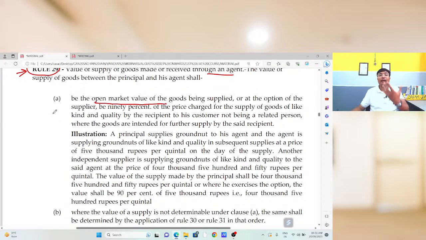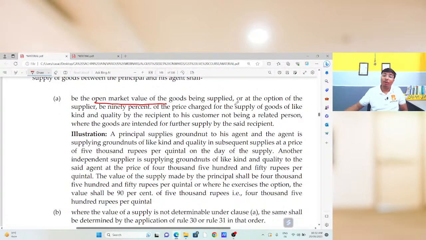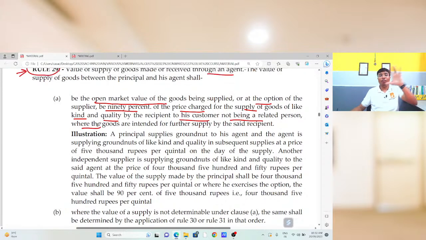Suppose I am going to transfer 50 pieces of mobile phone to my agent for selling in the domestic market. In that case, what will be the value of supply? The value of supply will be the open market value. Suppose the open market value per mobile is 15,000 rupees. In that case, 15,000 multiplied by 50, whatever total figure comes, will be treated as the value of supply. Now, one more option is available, at the option of the supplier: 90% of the price charged for the supply of goods of like kind and quality by the recipient to his customer, not being a related person. That means the first option is the open market value.